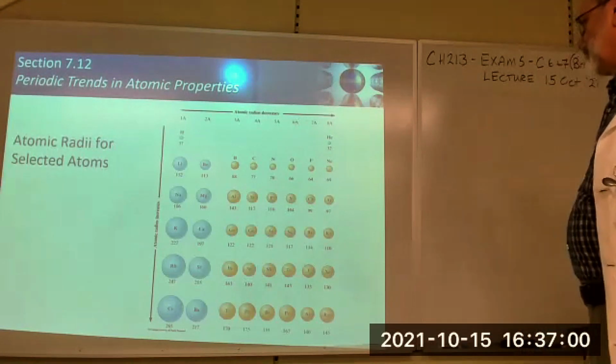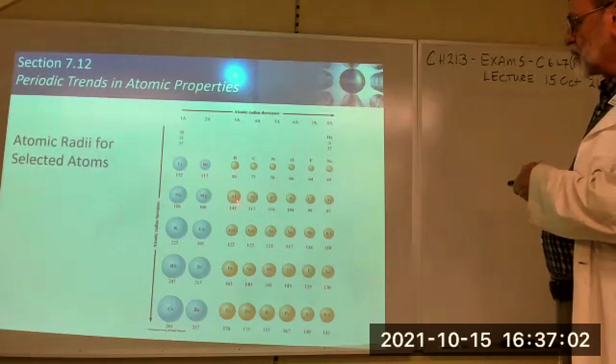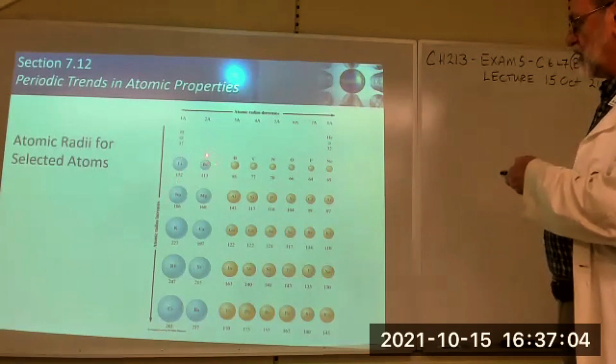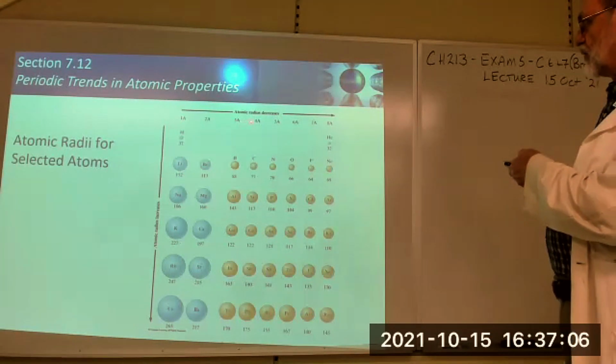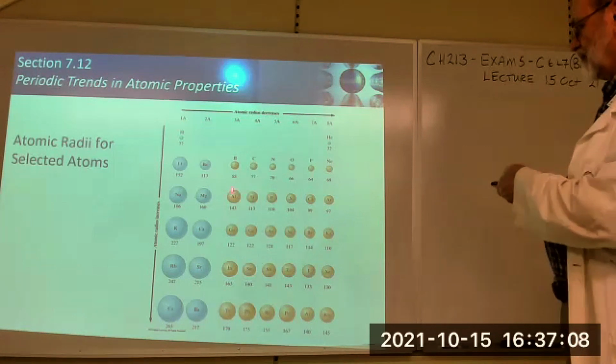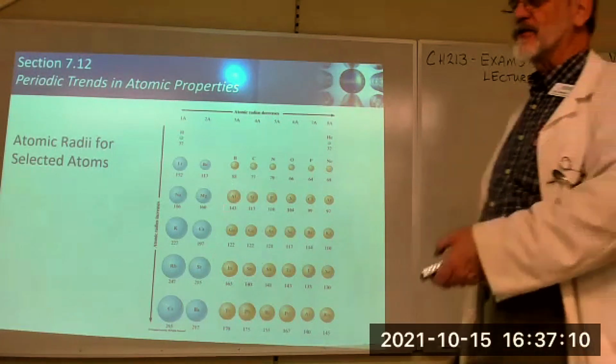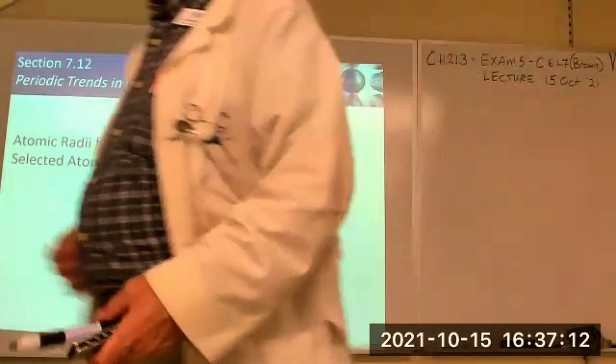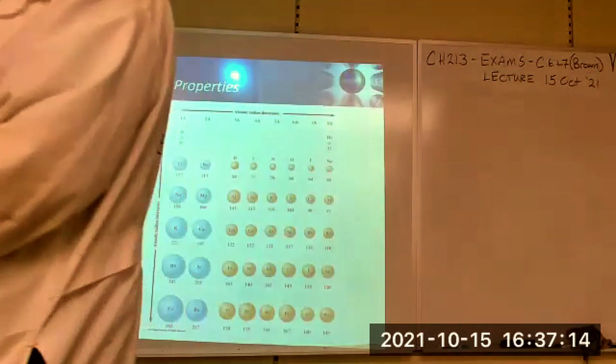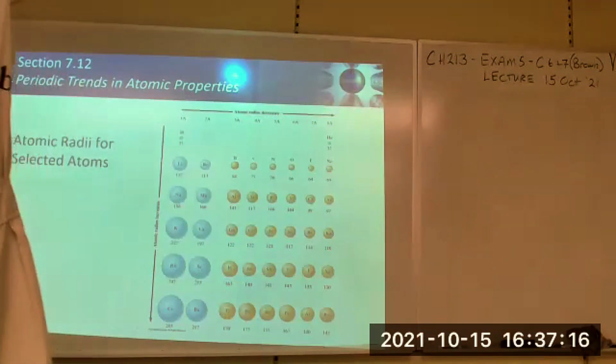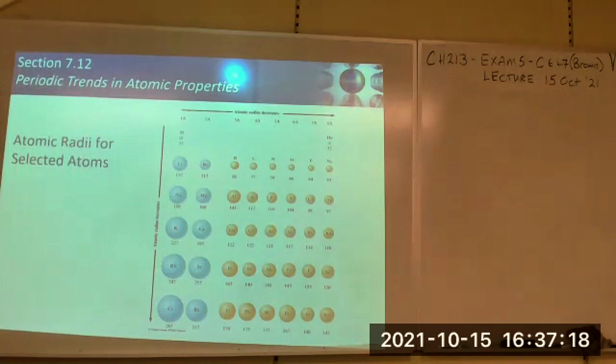And this is like a pictorial representation. And notice they only use the representative elements here, the 1, 2, the A's. When you get into the transition metals, they're a roller coaster. So they don't fit the trend very well.